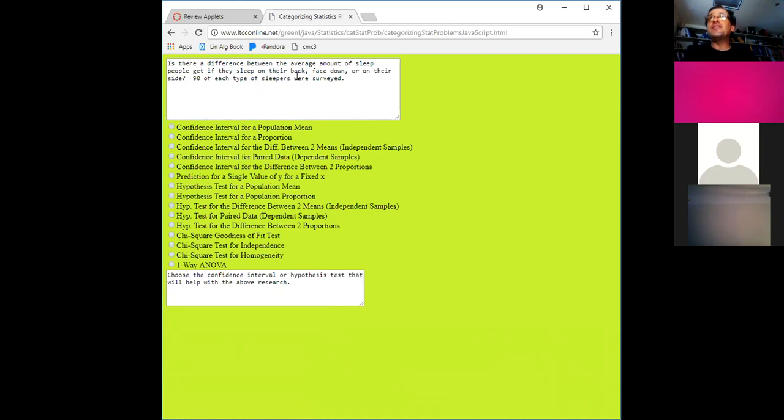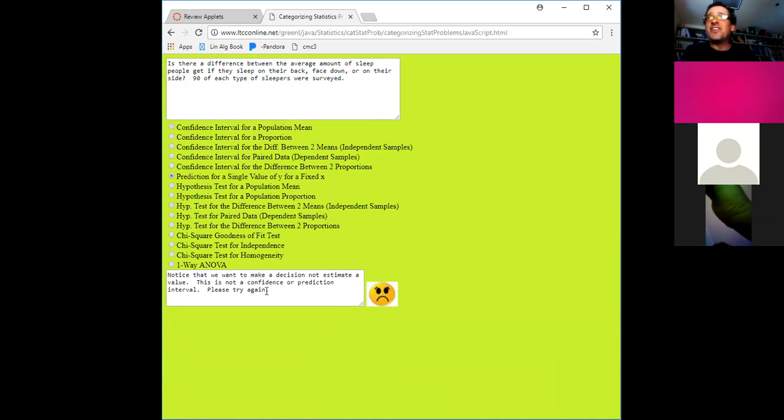Is there a difference between the average amount of sleep people get if they sleep on their back, face down, or on the side? 90 of each type of sleepers were surveyed. So what kind of test is this? Regression analysis. Okay, I'll click regression analysis. And by the way, regression analysis is a prediction for a single value of x for a fixed y. See that little sad face? You know what that means? Not right.